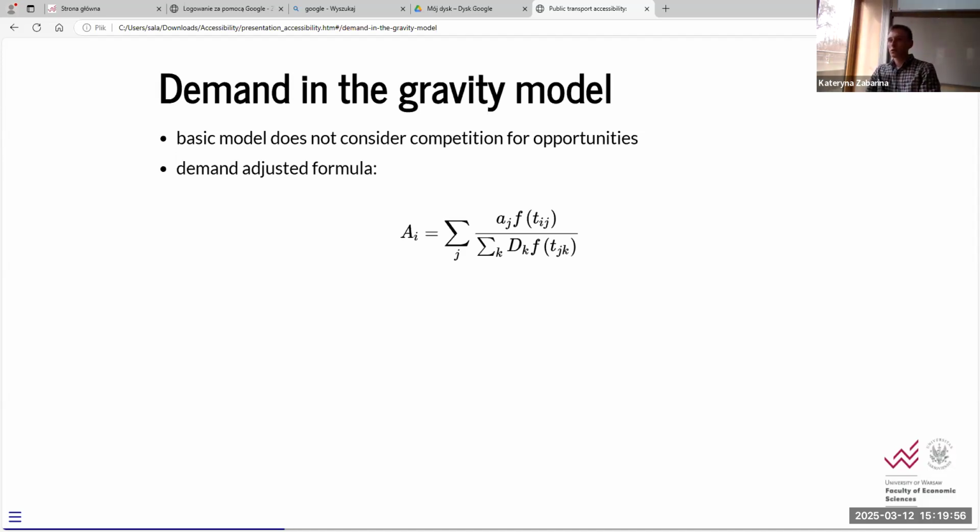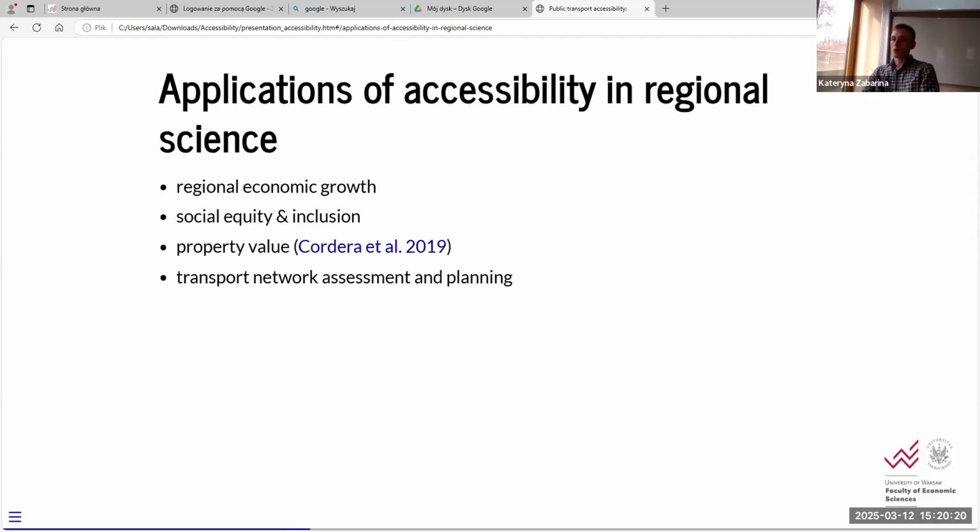So literature suggests that we should also consider the competition for opportunities, and this adjusted formula is just the old formula, divided by demand, also weighted with distance. So I sort of drew the main theoretical framework for our today's topic, and now we will talk about the possible applications of accessibility in regional science and in economics.